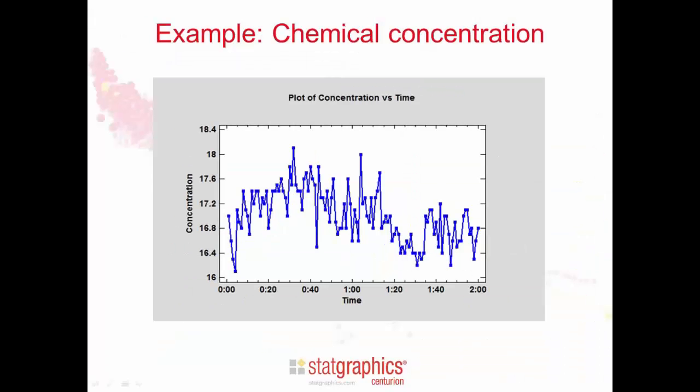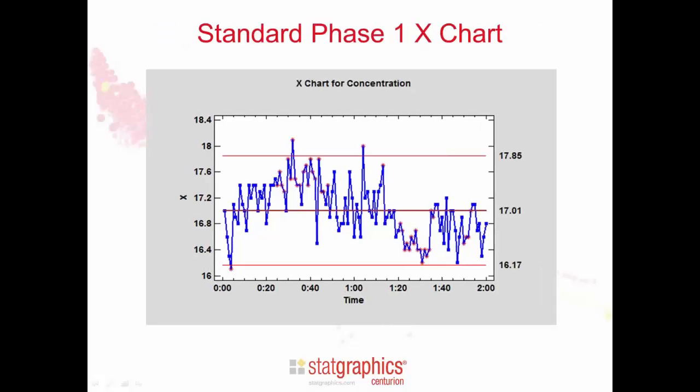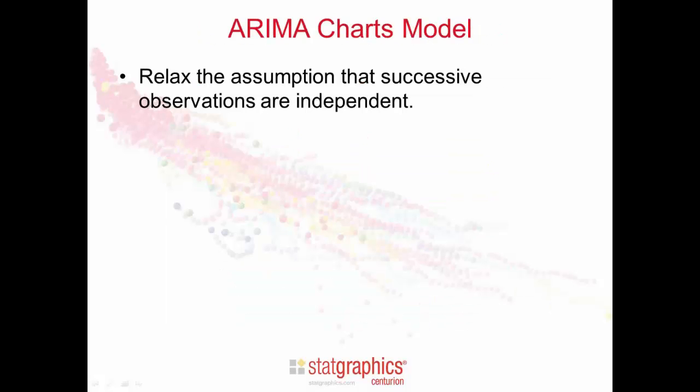Now, what we need to do if we have data in which observations are correlated, instead of using a standard X chart, we need to move to what's called an ARIMA chart. An ARIMA chart relaxes the assumption that successive observations are independent. In fact, we will build into the model some dynamics that will explain why there is, in fact, a correlation between observations close together in time.